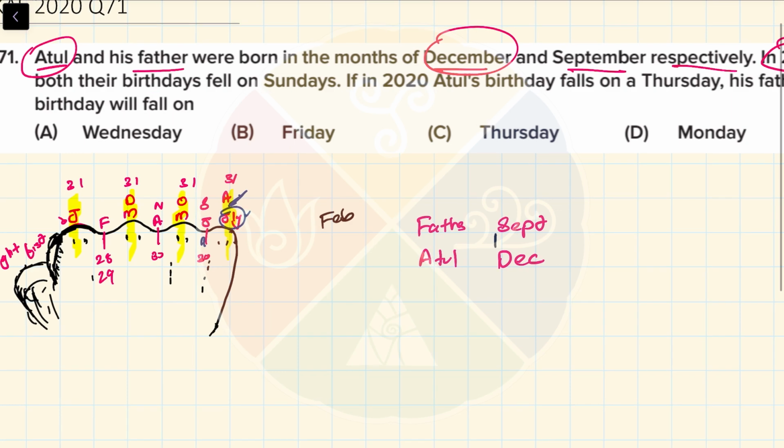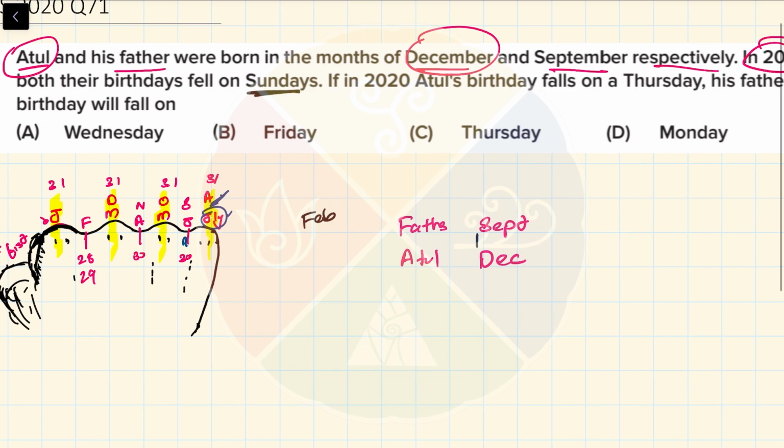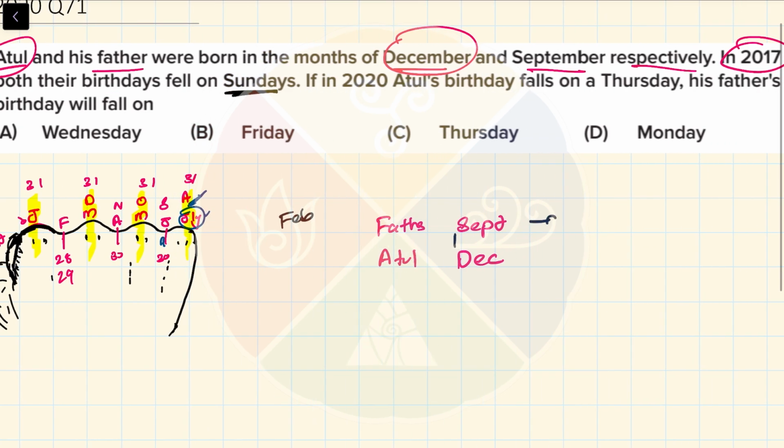Now what they're saying is that both their birthdays fall on Sunday. His birthday is on Sunday. His birthday is also on Sunday. Interestingly, that is a very important concept. This is the only information which you need to solve this problem.